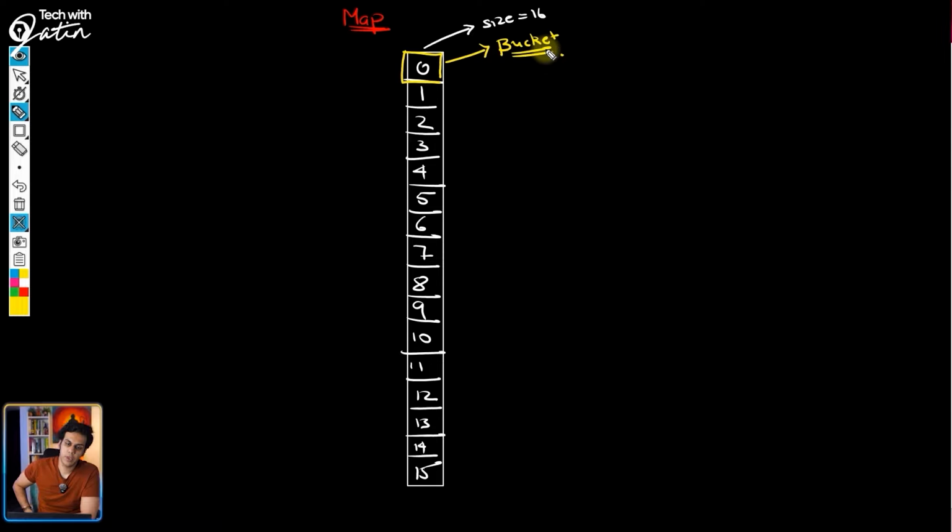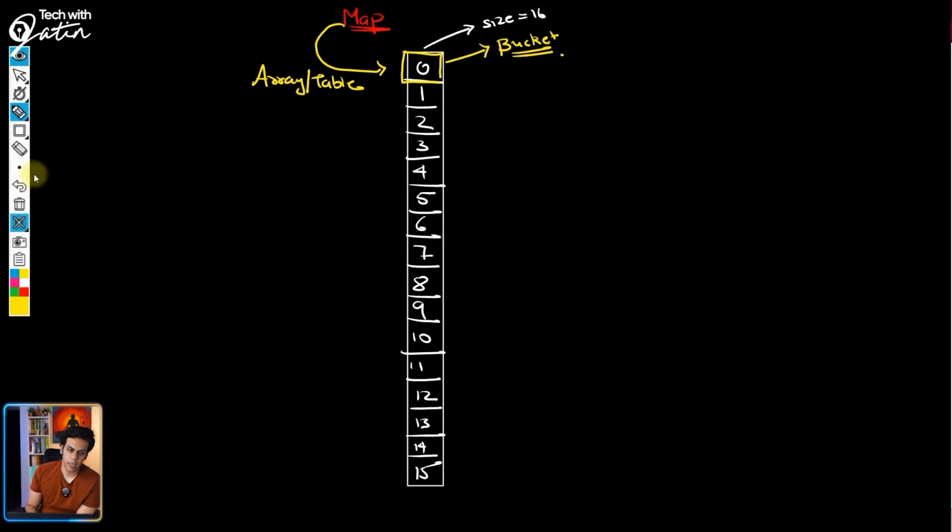Please write it down. So over here, a map basically consists of an array. Sometimes they call it a table also. And this table basically has a size of 16, where each index is called a bucket. And the index ranges from 0 to 15, which is very obvious if the size is going to be 16.